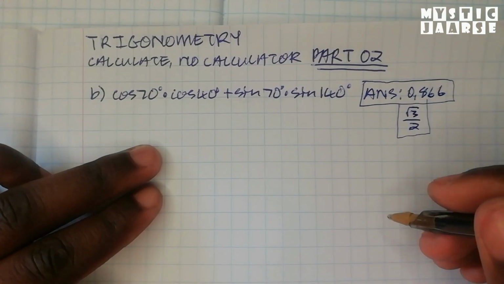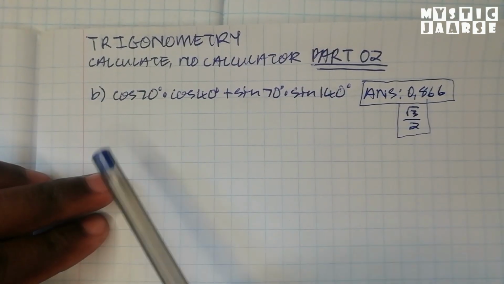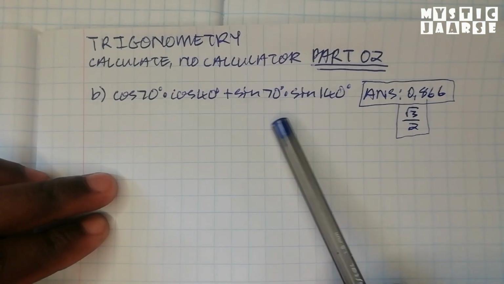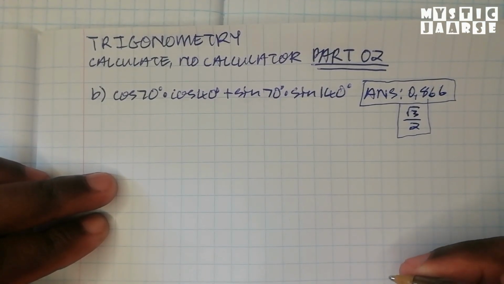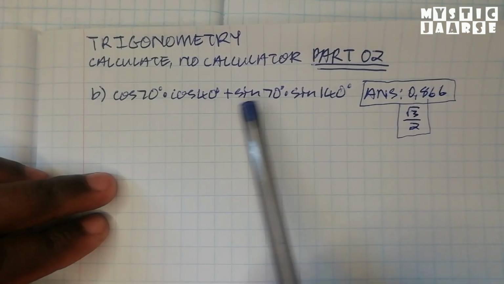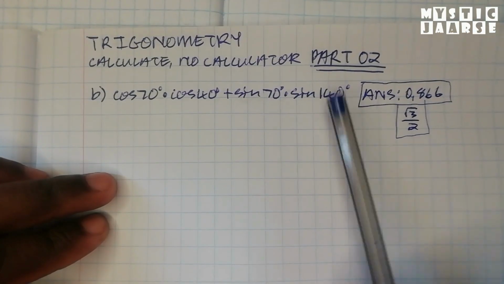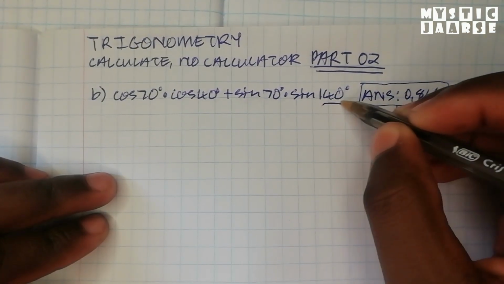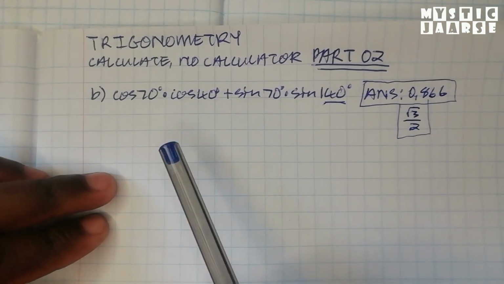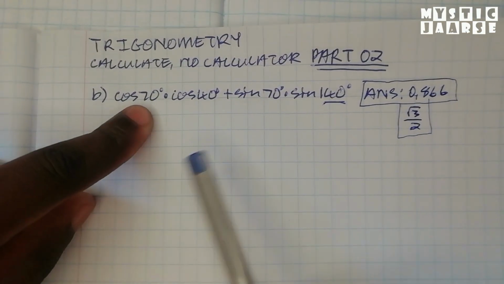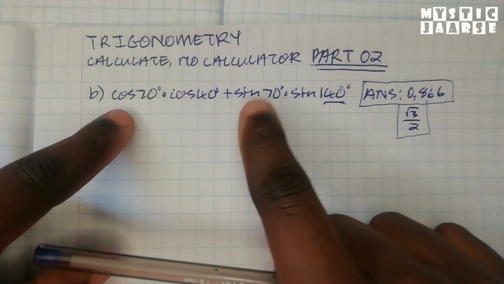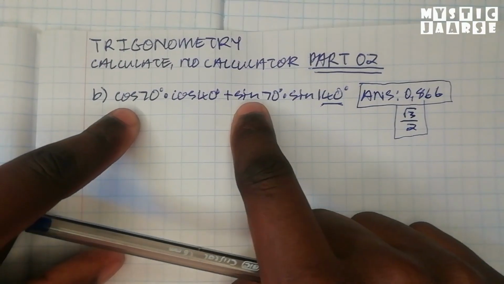Let's see the pattern that our trig ratios form. We have cos, cos, sine, sine. Now this pattern resembles the pattern of the cos compound. What about the angles? We have 70, 40, 70, 140. Now 140 is an outlier. It doesn't match up with either 70 or 40. But 70 matches with this one. So we don't need to do anything to this pair of trig ratios.